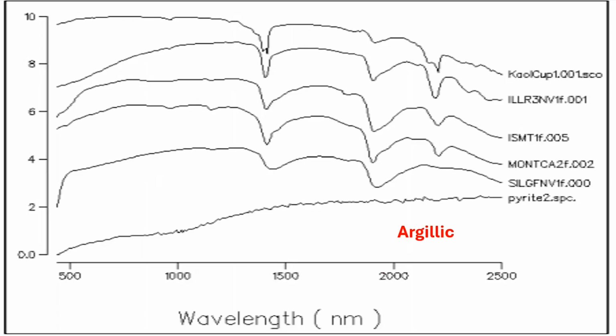And then here we have our argillic alteration, and we have the minerals associated, including kaolinite at the top, illite, smectite, montmorillonite, quartz, and pyrite.